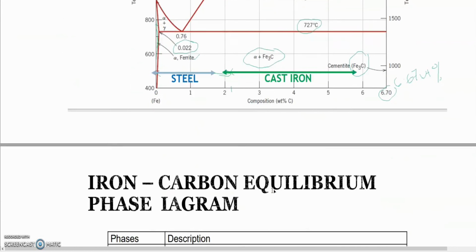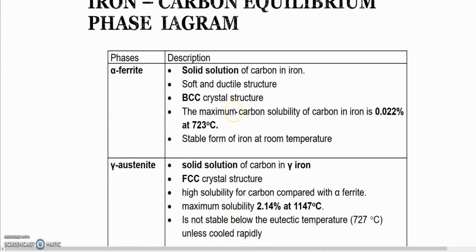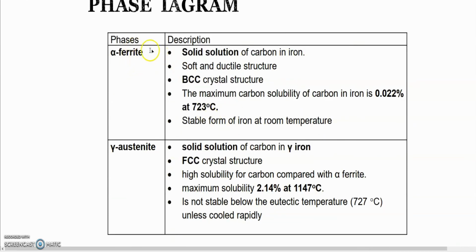Okay, so ini yang saya dah explain tadi. Alpha ferrite is a solid solution of carbon in iron. It's soft and ductile structure. It has BCC crystal structure, and the maximum solubility of carbon in iron is 0.022 weight % at 727 degrees Celsius. It's stable form of iron at room temperature.